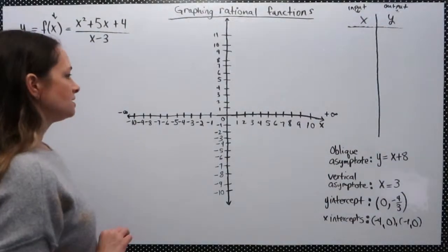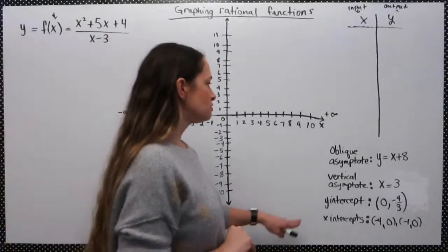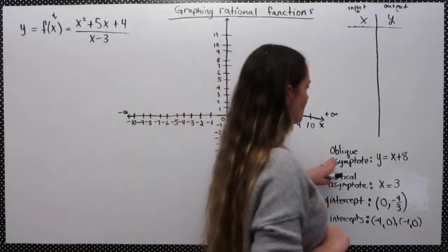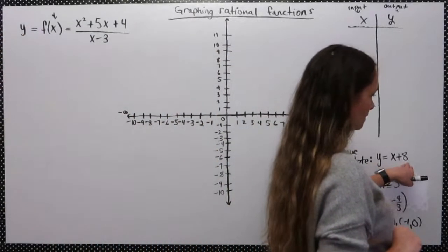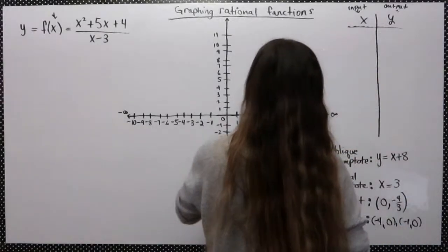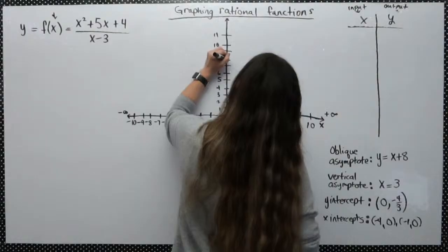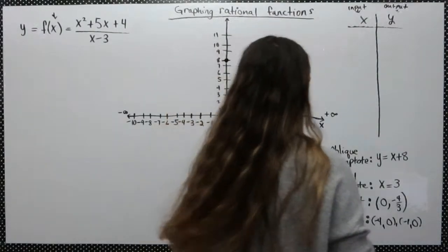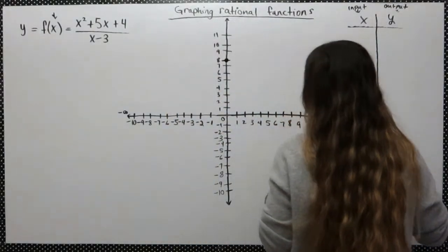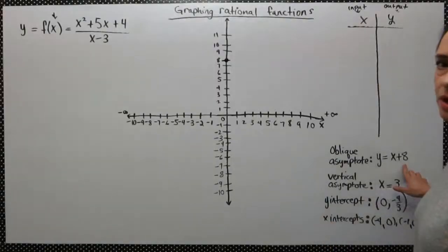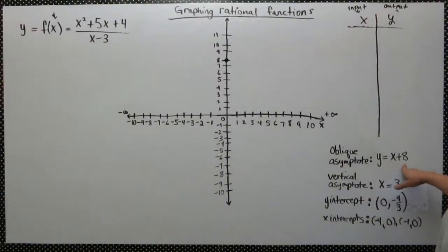And the reason why I did that is because whenever I go to sketch my oblique asymptote, this line right here has a y-intercept of 8. So I have to be at least here. I recall sketching the graph of a linear function here. So you locate your y-intercept. It's y equals mx plus b.